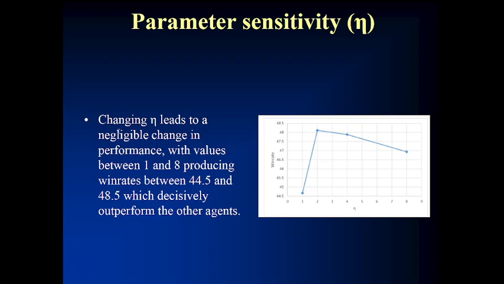So eta, remember, controls the variance of the Dirichlet prior. It turns out it didn't make too much of a difference. We used eta equals 4. Looks like eta equals 2 is slightly better. Now here, the y axis scales from 44.5 to 48.5, so these are all pretty similar. Anything from eta equals 2 to 4 seems to be best, so this didn't make too big of a difference.